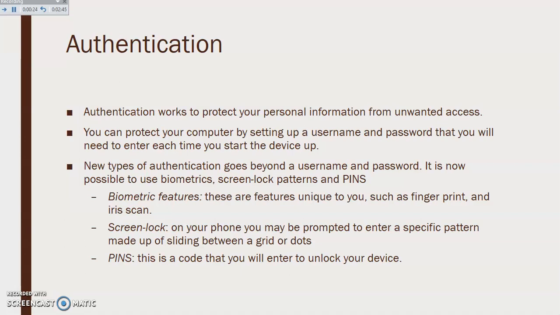Now, there are new types of authentication that go beyond a username and password. It is now possible to use biometrics, screen lock patterns, and also PINs. A biometric feature. These are features unique to you, such as your fingerprint and an iris scan. A lot of the new phones are using iris scans to unlock the screen. Then screen locks. On your phone, you may be prompted to enter a specific pattern made up of sliding between a grid of dots. Okay, and the last one is PINs. This is a code that you will enter to unlock your device.